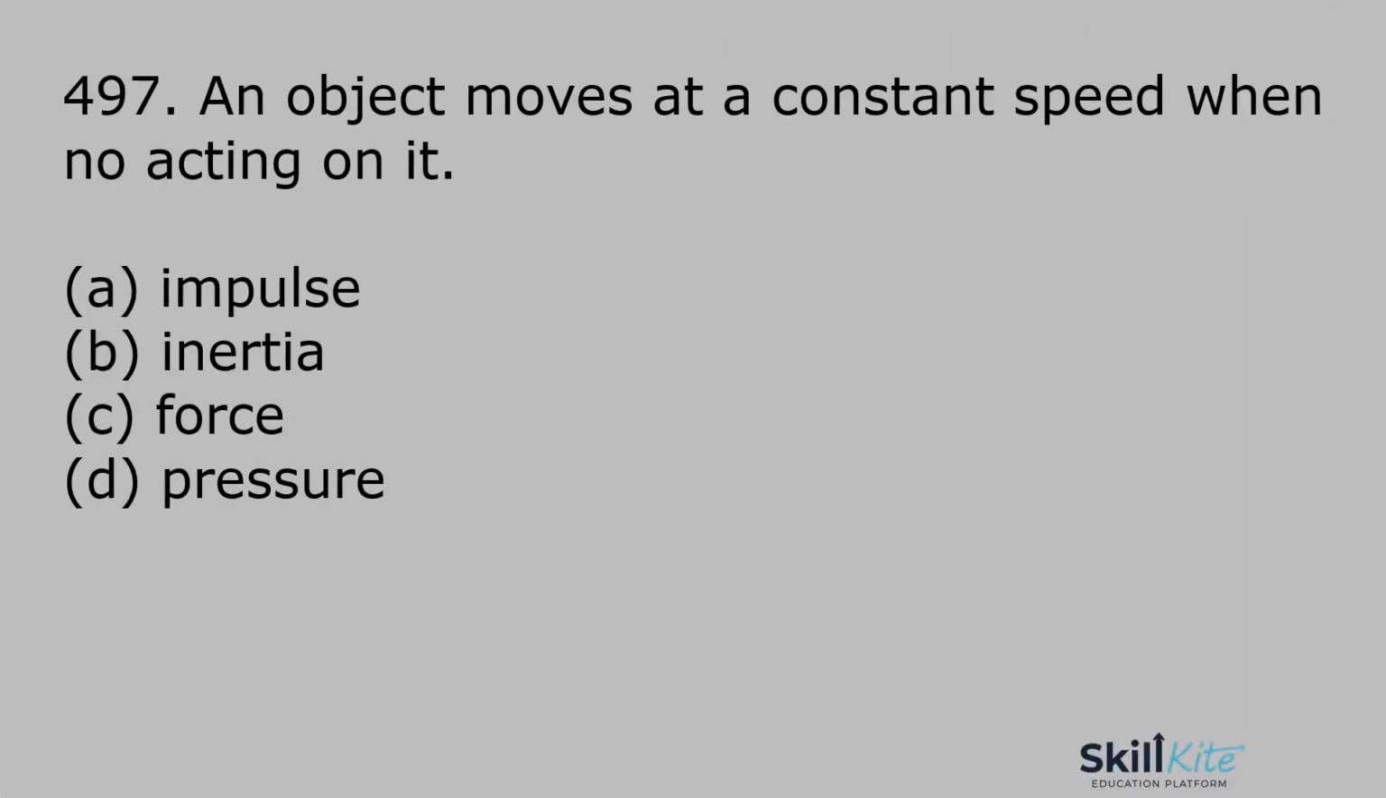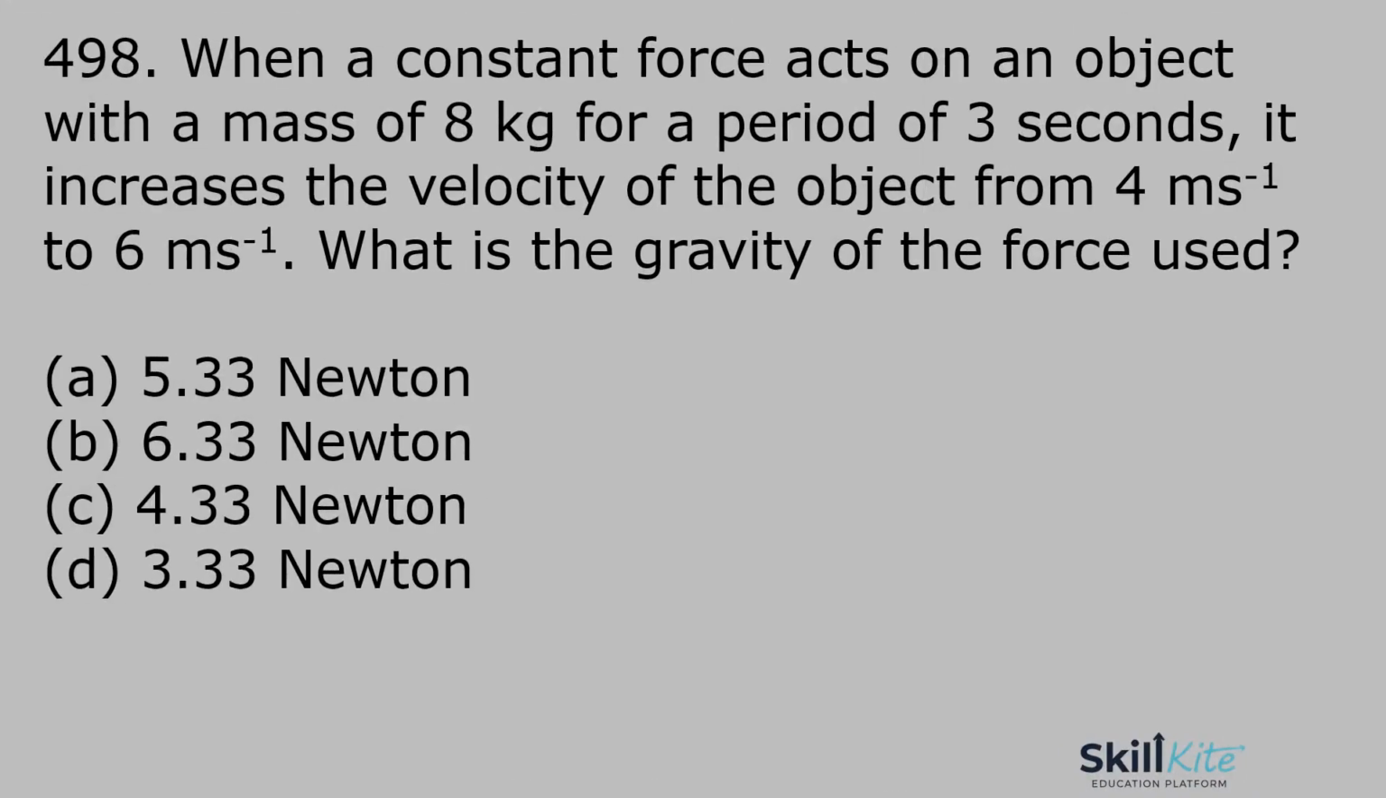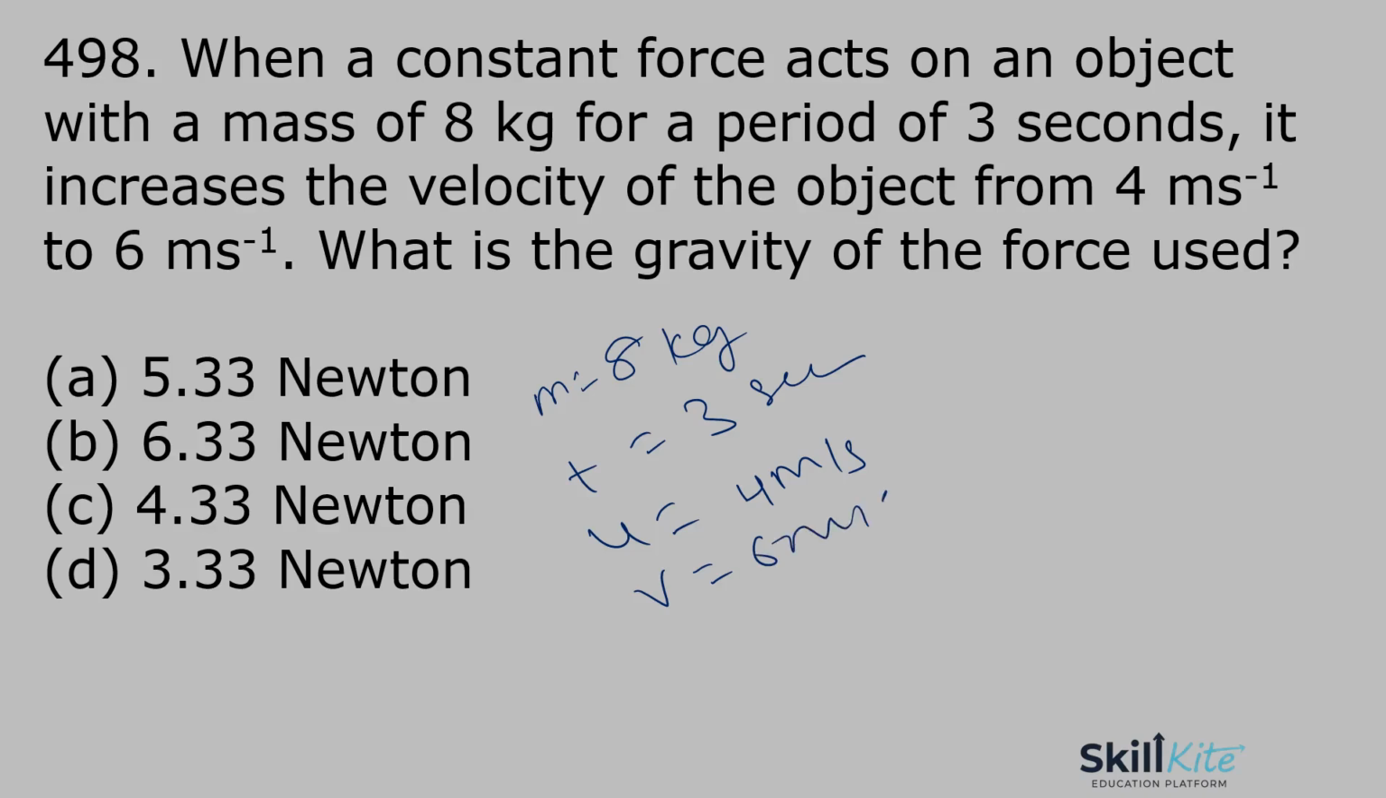An object moves at a constant speed when no force is acting on it. So an object moves at a constant speed when there is no external force acting on it. So option C. When a constant force acts on an object with a mass of 8 kg for a period of 3 seconds, it increases the velocity of the object from 4 meter per second to 6 meter per second. So u is 4 meter per second, v is 6 meter per second. So what is the magnitude of the force used?